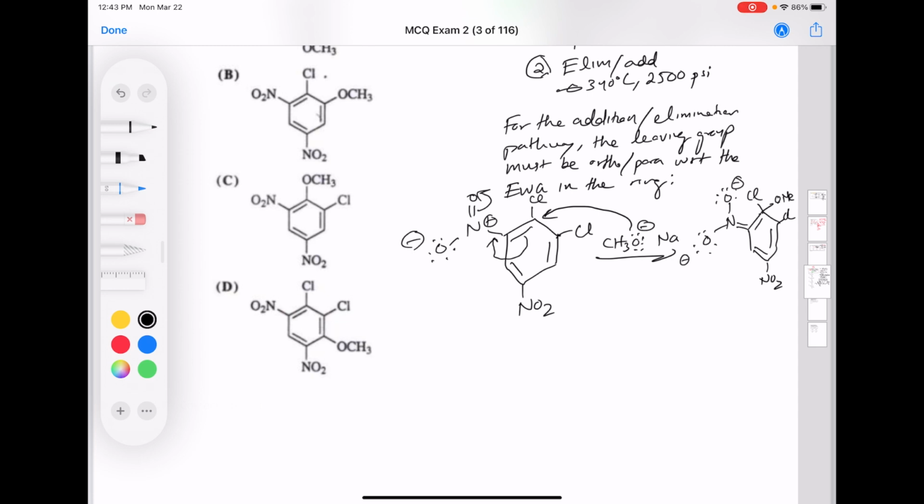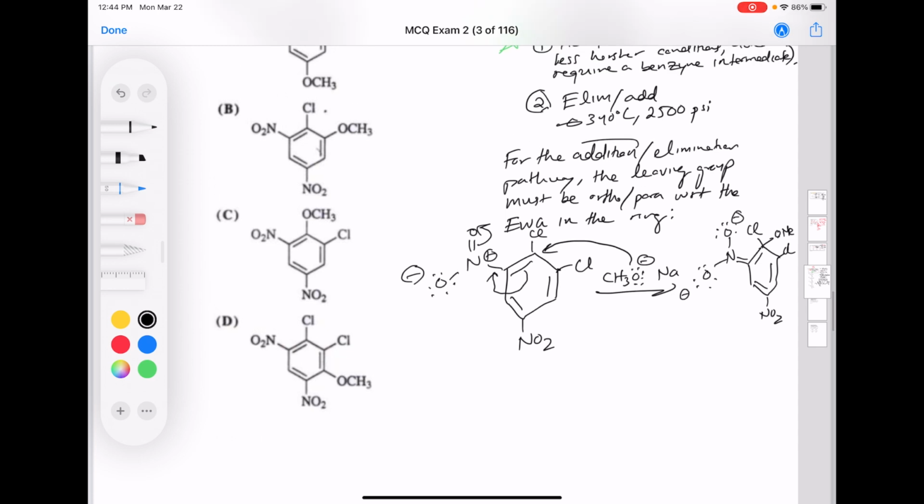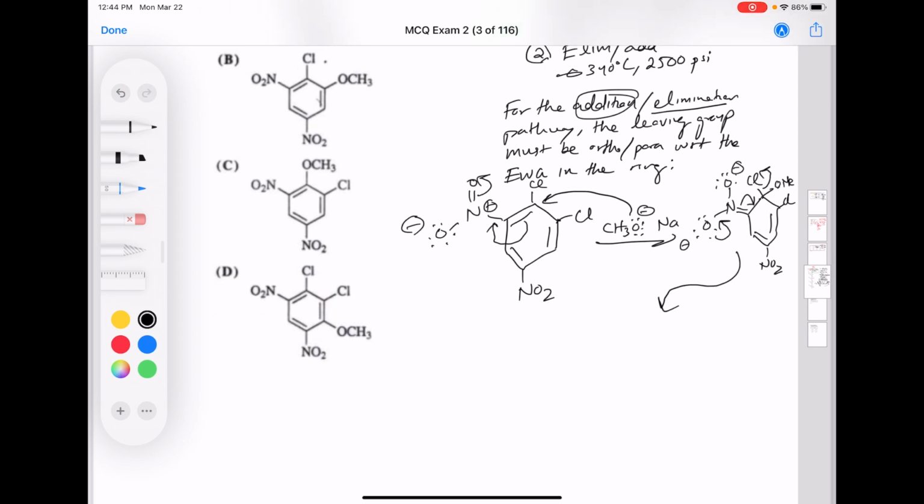And now what's going to happen is we did the addition part, right? We added that methoxy group. Now the elimination part is going to occur. So one of these oxygens is going to give a pair, it's going to form a double bond with that nitrogen. That's going to push this pair of electrons down. And this is going to push out our leaving group, the chlorine, and we are left with the following.